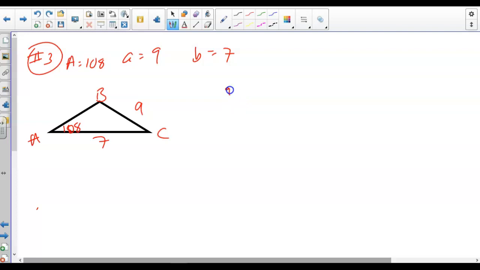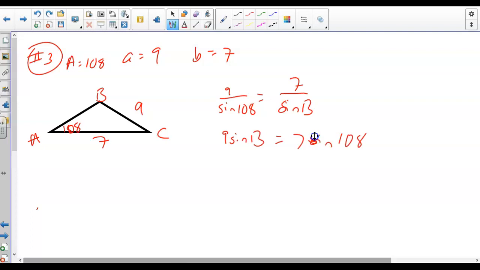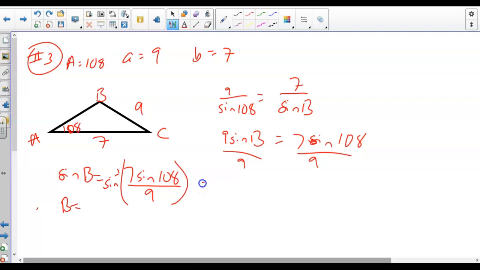So what I'm going to do is first I'm going to use law of sines to solve for the missing angle B. When I cross multiply here, you have 9 sine of B equals 7 sine of 108. Sorry, it's just sloppy, but then divide by 9 on both sides. So sine of B equals 7 sine of 108 over 9. And then we need to find the inverse because we can't take sine of B, so we're going to inverse it. So we get B equals sine inverse of this whole side. And when you do that, you're going to get B equals 48.